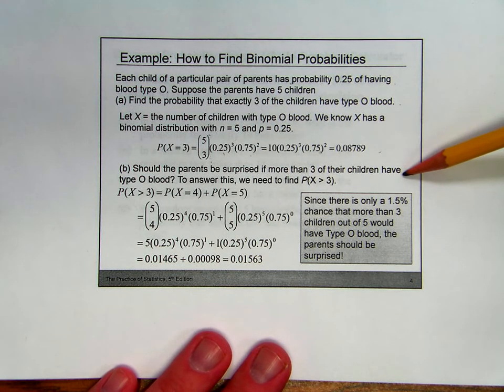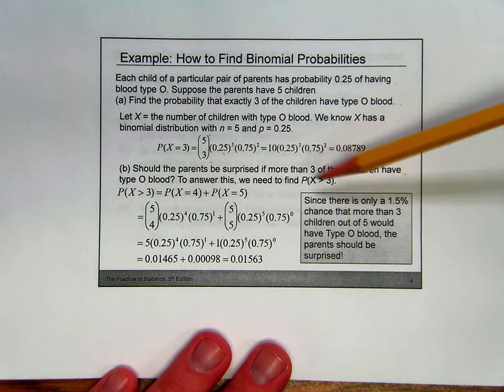Should the parents be surprised if more than 3 of their children have type O blood? Well, in order to answer this, we need to know what's the probability of being greater than 3.